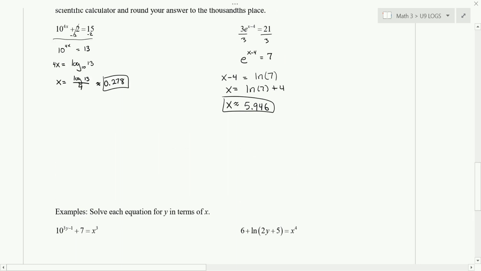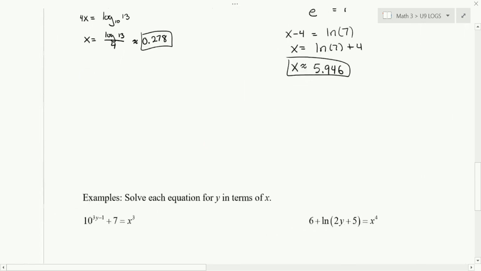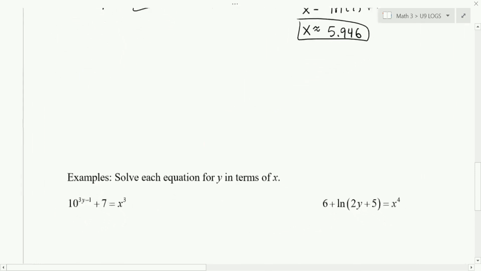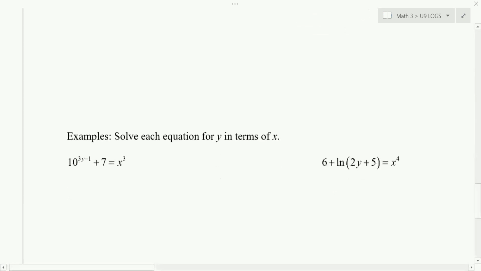The next part, we want to solve for y, so we're just rewriting the equation in terms of x, so we're not getting a decimal value. Actually, there's no calculator needed for these problems here. So if you want to get y by itself, we're going to subtract 7 from each side, so you get 10 to the 3y minus 1 is equal to x cubed minus 7.